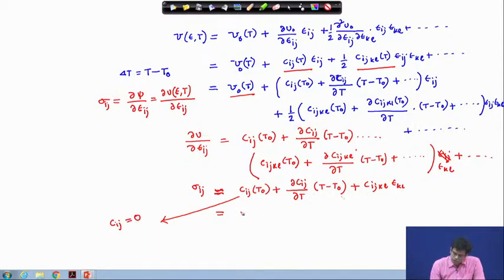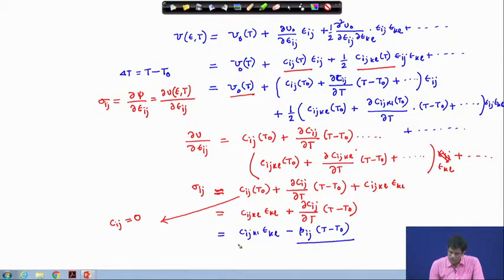So, my stress strain relation for the thermoelastic material is Cijkl epsilon kl plus this quantity, del Cij by del T into T minus T0. Now, if I say this quantity is my beta ij, or specifically minus beta ij, then sigma ij is Cijkl epsilon kl minus beta ij into T minus T0. So, this is my thermal stress actually, and this is my total stress. This is known as the Duhamel-Neumann equation.